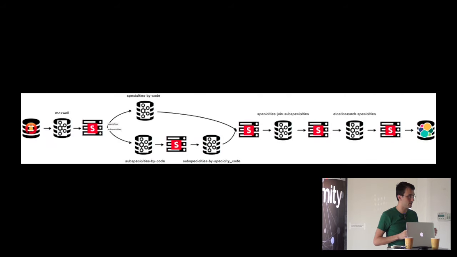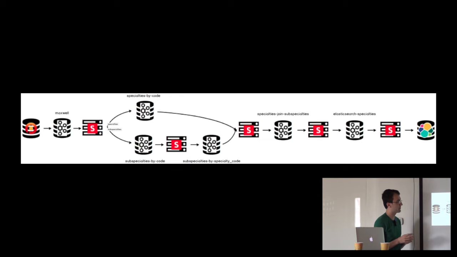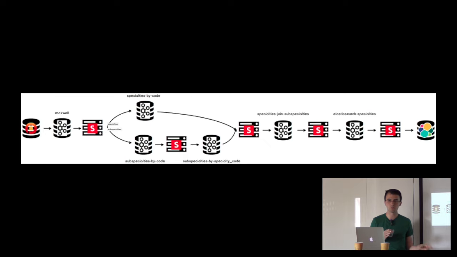So the question is, why do we split the stream and then join them back together? And what does the stream look like after that? We need to do that to the beginning one. And the real reason is that the Maxwell stream contains every change to every table in the entire database. And all we really want is the specialties changes and the subspecialties changes. And then we want not a row per change, but we want a new row that has both the specialty information and the subspecialties that are attached to that.